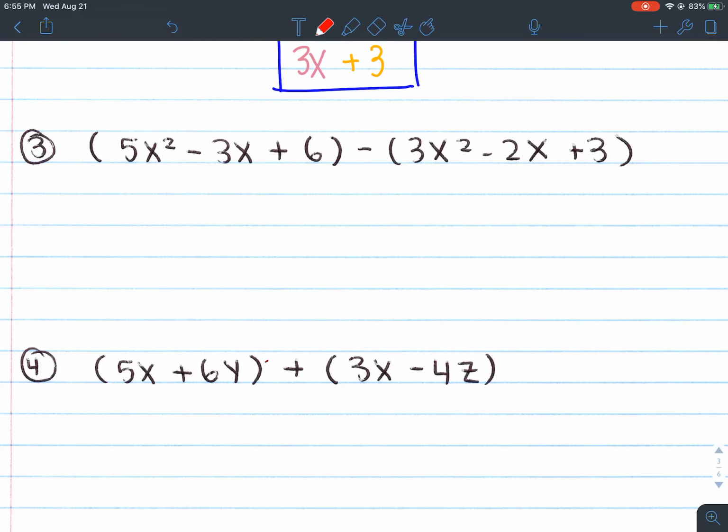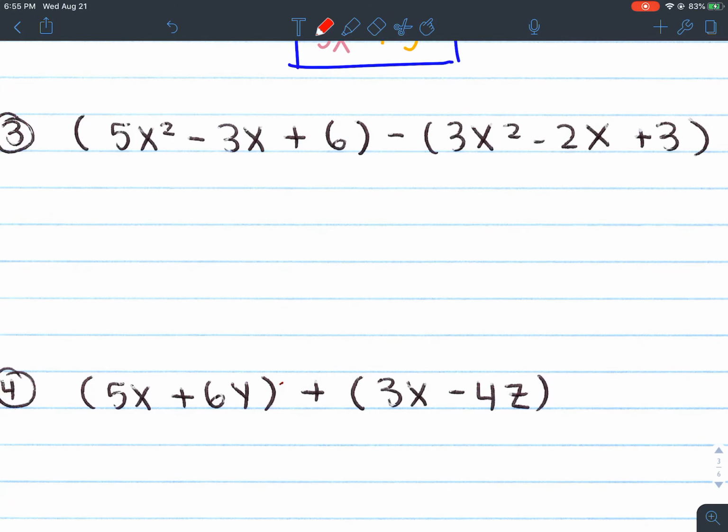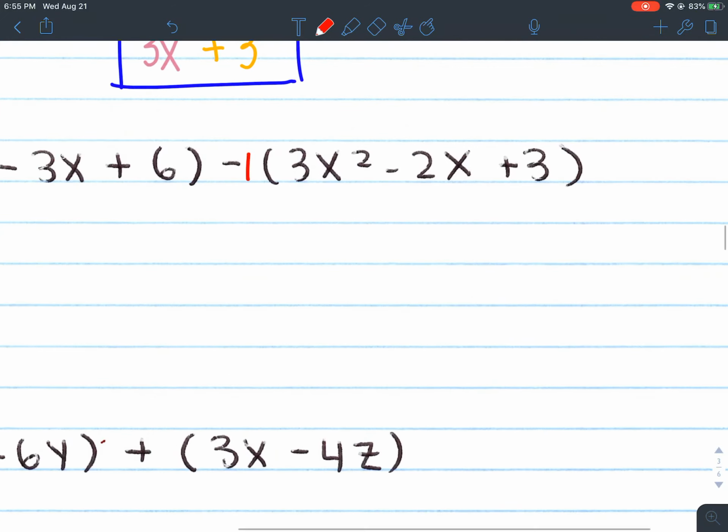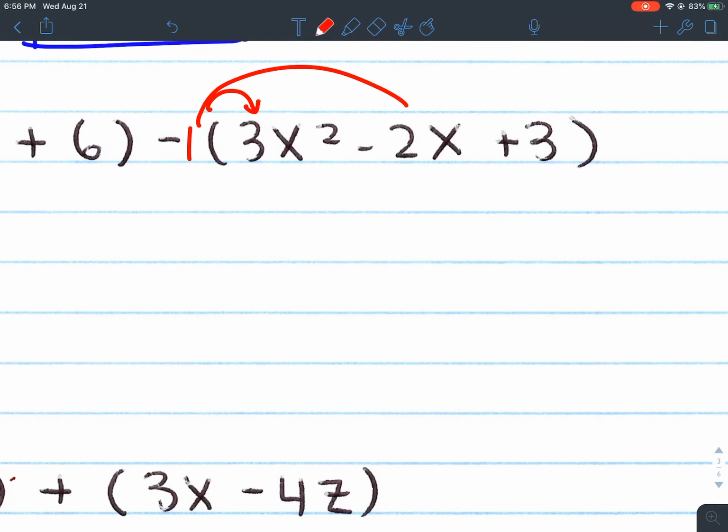We have 5x squared minus 3x plus 6 minus 3x squared minus 2x plus 3. What's different about this one? Here we're subtracting our polynomials. So this has a positive 1 in front of it. If I distribute this positive 1, it stays the same. But this is technically a negative 1. And when I distribute a negative 1, it doesn't keep it the same. What happens is it changes all of my signs.